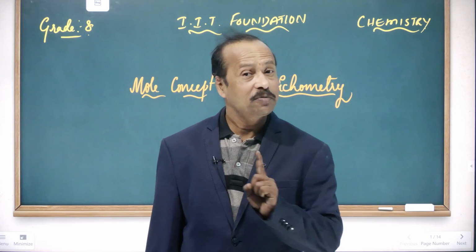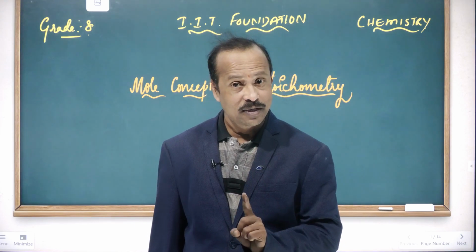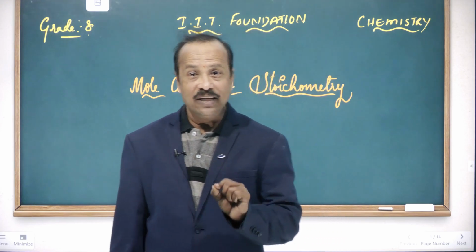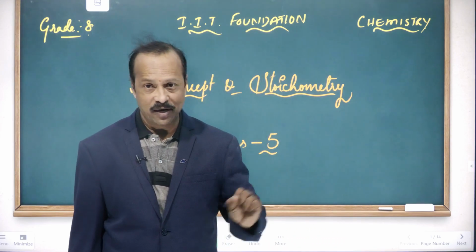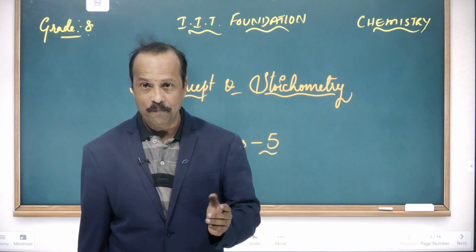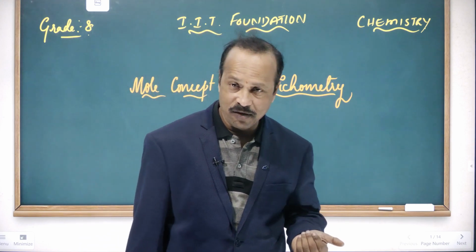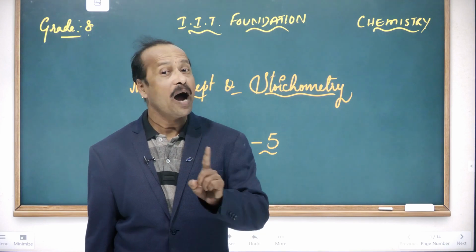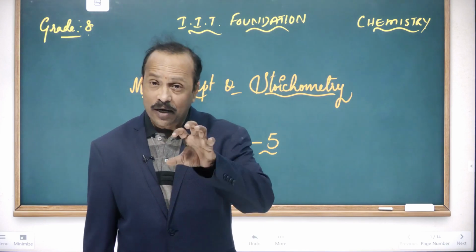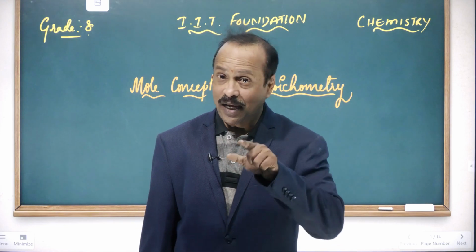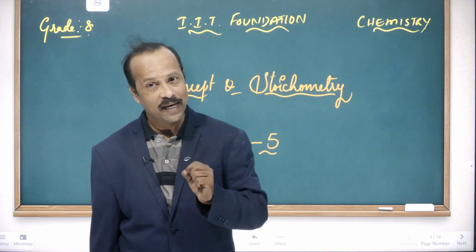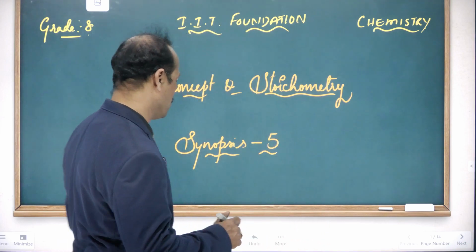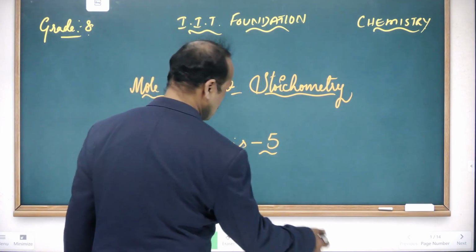What is oxidation? Addition of oxygen to a given compound or element, or removal of oxygen from a given compound, is called oxidation. This is the normal definition. Apart from that, removal of electrons from any atom is called oxidation. Removal of electrons is called oxidation.